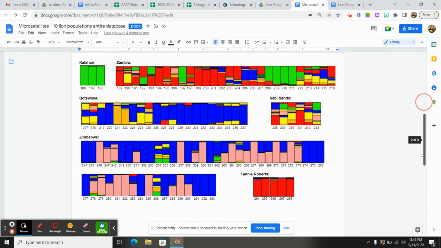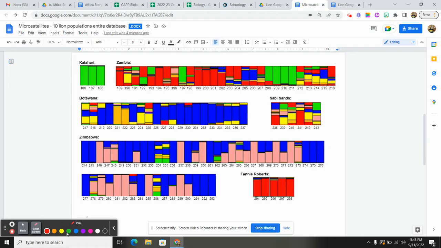If we go to our second page of lions, here we have the Kalahari group, and then we have Zambia, where all of a sudden we have a lot of different colors happening. That can mean more or less biodiversity. We see Botswana, Zimbabwe, we're looking at those, a lot of blue in those groups. Zimbabwe has a lot of pink. Fanny Roberts has a lot of red. And then we look at Sabi Sands, and those lions are a really, really even mix of different colors, even more so than Zambia.